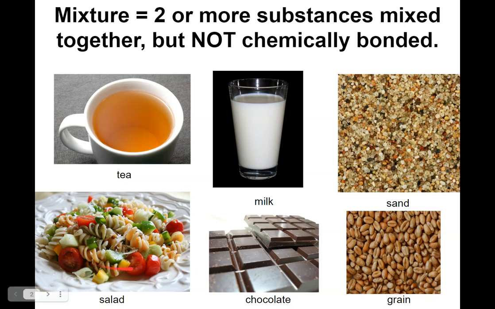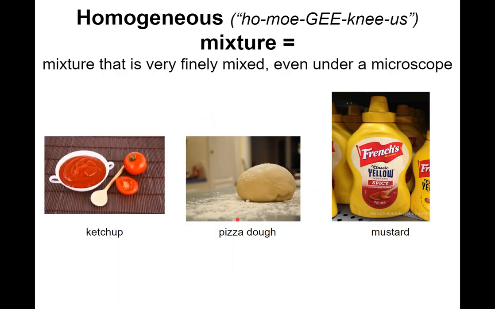As opposed to like this pasta salad. It's a mixture, but you can totally easily see the different components. A homogeneous mixture is a mixture that is very finely mixed, even under a microscope. And what we mean by homogeneous kind of depends on the scale that we're talking about. So these are things that look the same to your eye, and that's really the level at which I'm going to ask you to know this.